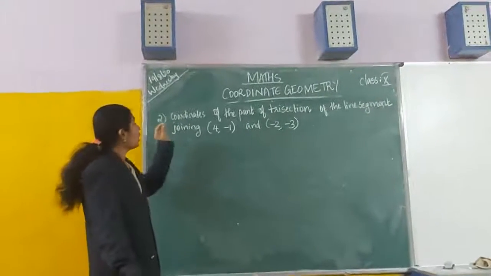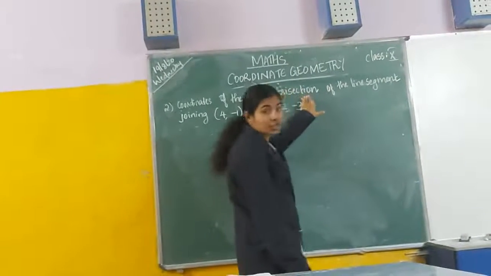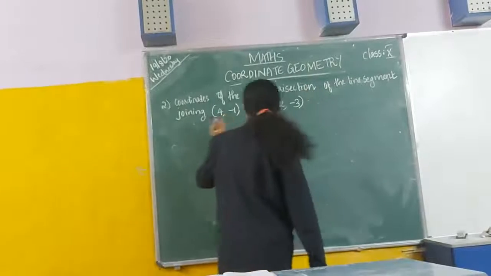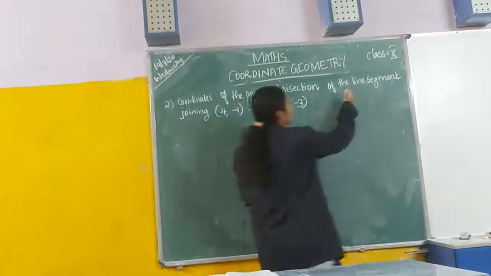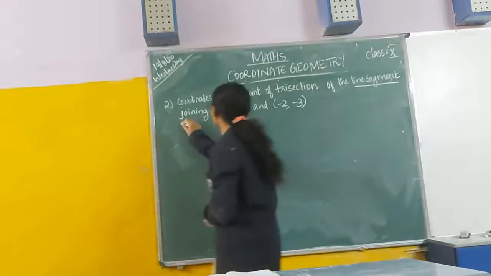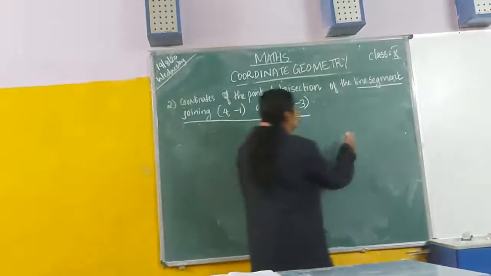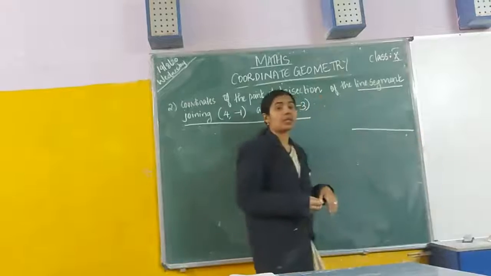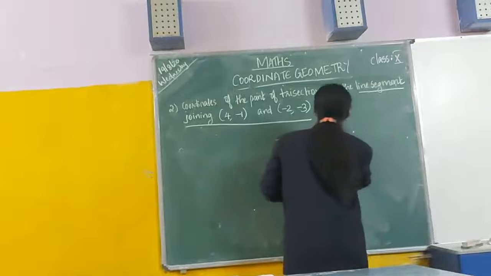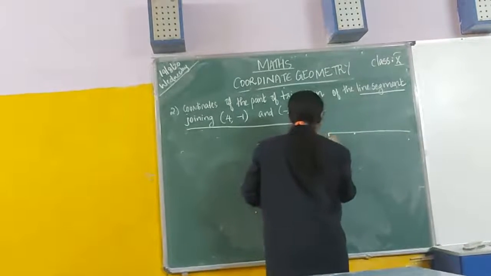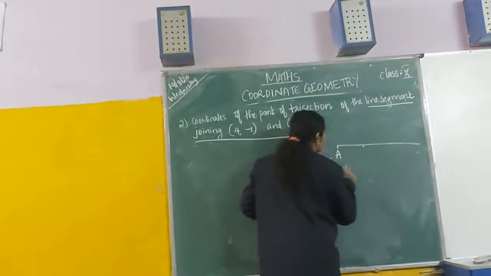Second sum, you should find the coordinates of the points of trisection of the line segment joining (4, -1) and (-2, -3). First you read this one. Line segment joining (4, -1) and (-2, -3). So first what we should do? Give one rough figure for that line segment. The first point they given, first point is A, and that point they given (4, -1). Write that one as (4, -1).